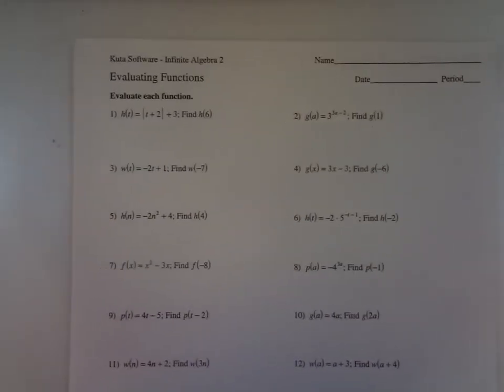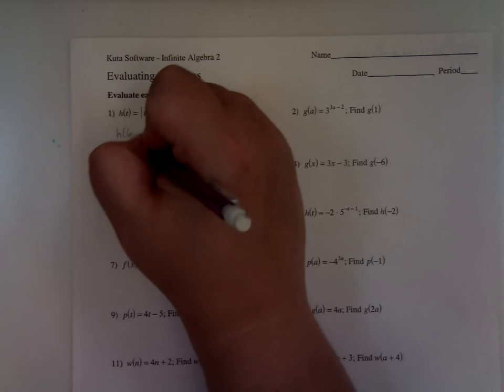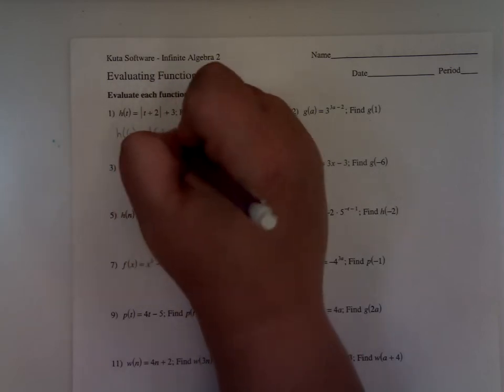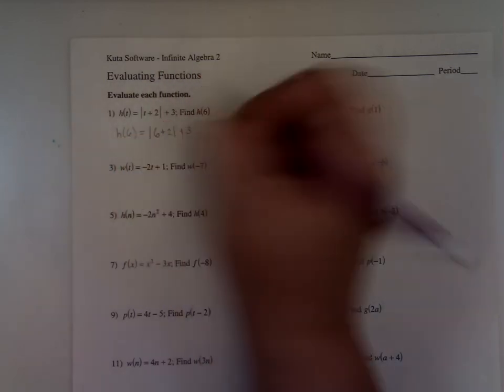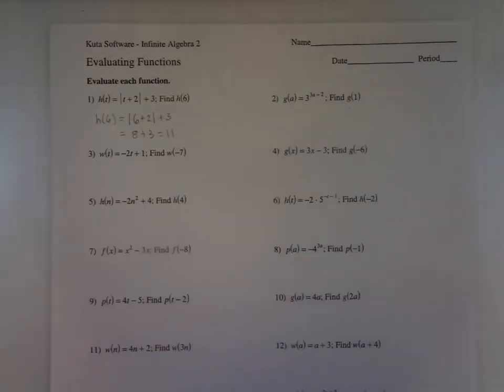Let's now move on to evaluating functions. This should be pretty simple. To evaluate a function just basically means plug in whatever they ask you to do. So for instance, h of 6 is going to be the absolute value of 6 plus 2, and then plus 3. So we've got 8 plus 3, and that's 11.